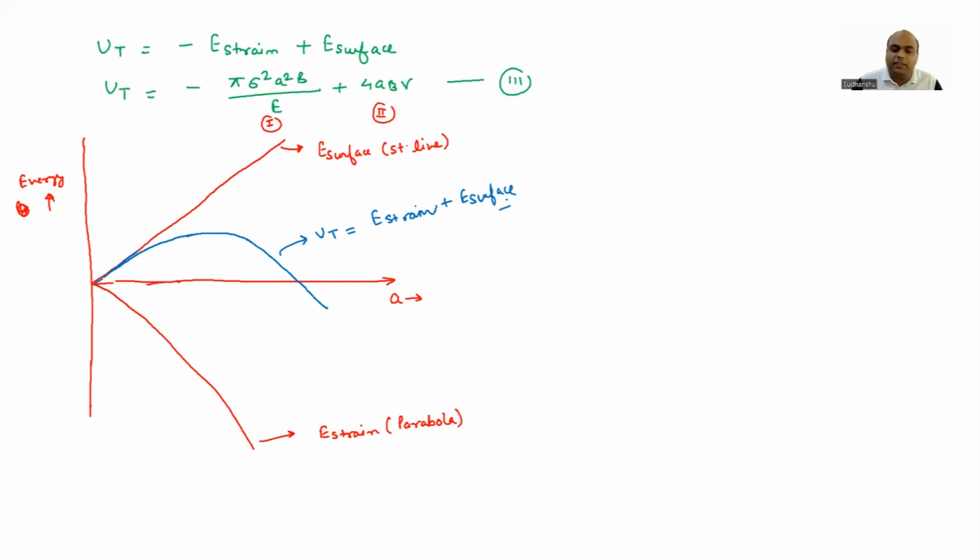Okay. And what you can see now is that with respect to A, as A increases, UT first increases, reaches a maximum value, and then it decreases. Okay. And this maximum value corresponds to a crack length which we denote as A star, and it is called critical crack length. Okay. So A star is critical crack length.